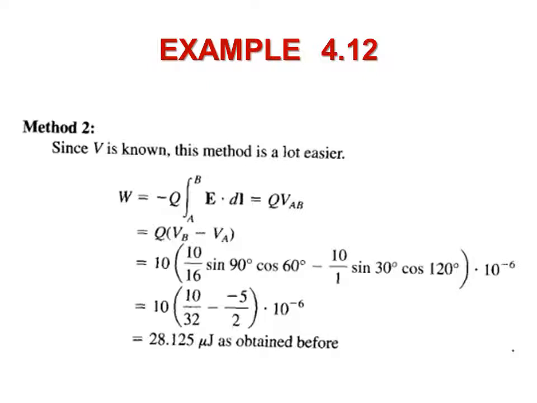There's another method which, since V is known, is a lot easier and very short as well. W is equal to minus Q, and we know that we have to move Q from point A to B. So we can say integral from A to B of E dot dl is equal to Q into V AB. So we can transform that into Q into V B minus V A. When we have V B minus V A, we know the values, and we put the values in, and the same answer will be calculated. So that's all for today.